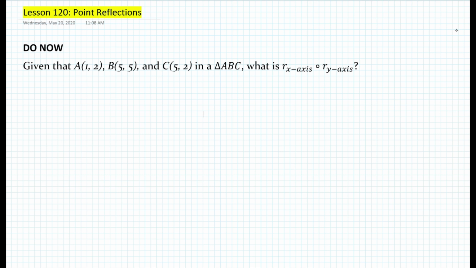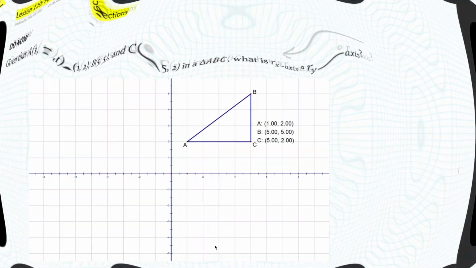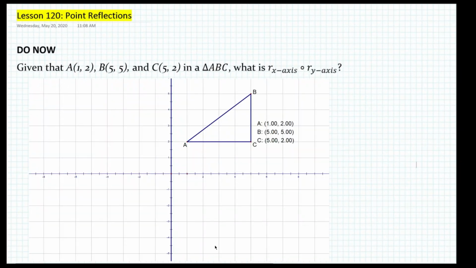Remember, as we learned in the previous video, that when you do a composition of different transformations, you actually read it from right to left. So first you're reflecting over the y-axis and then over the x-axis. So let's look at this in the graph. Here we have the given triangle with the given coordinate points as shown in the figure.